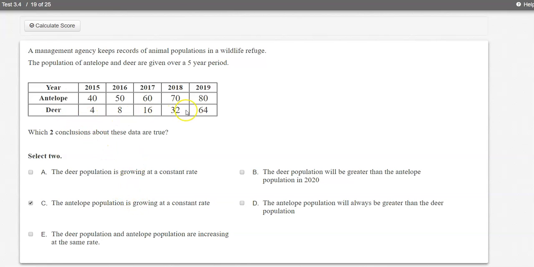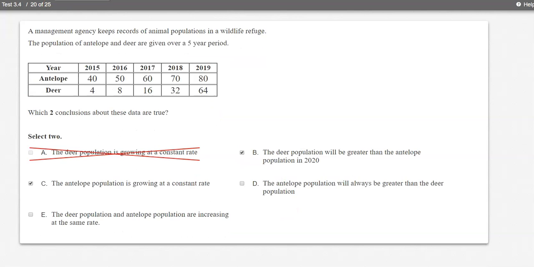The deer population is going up following a pattern, but it's not a constant rate because it's actually going up more each time. It went up 4 here, 8 here. So don't choose that one. That is not a constant rate. The deer population will be greater than antelope in 2020, and that was actually the other correct answer because the antelope in 2020 will be 90 and the deer will be 128 if you double 64. So the correct answer was B.